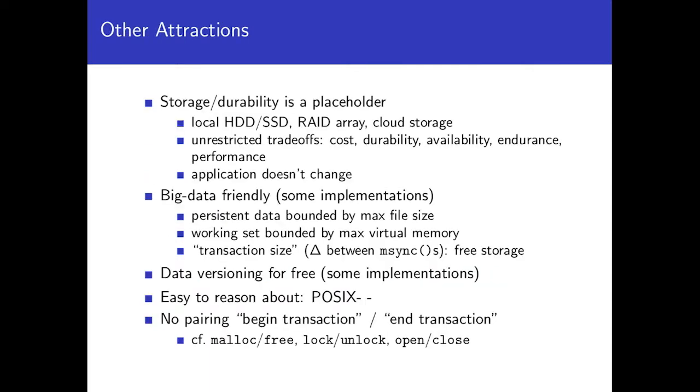There are some other nice properties of failure atomic msync. The durability technology that you use in the storage layer is completely unrestricted. You can use an individual storage device like a hard disk, an SSD, a local RAID array, highly available, multiply replicated, strongly durable cloud storage, et cetera. That's entirely up to you.